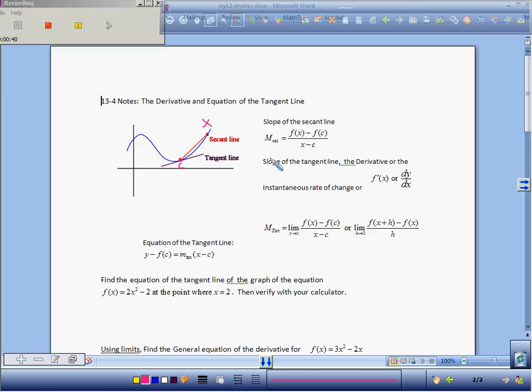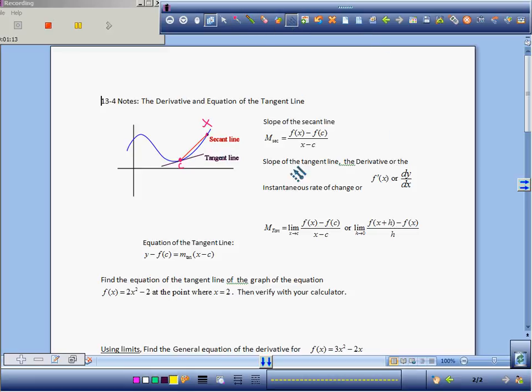The slope of the secant line is f of x, which is the y value at this point, minus f of c, which is the y value at this point, over x minus c, which is the distance from here to here. You understand that? Okay? No. You don't understand that? No.